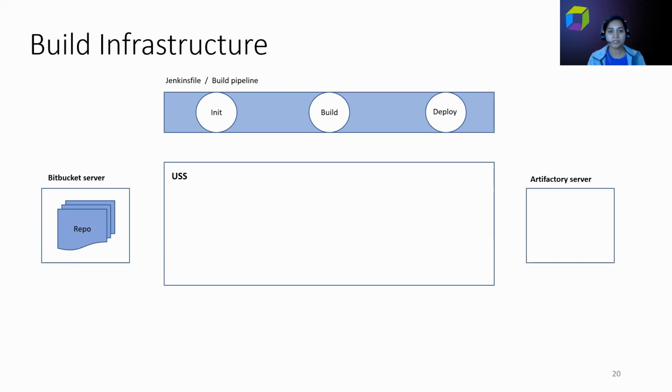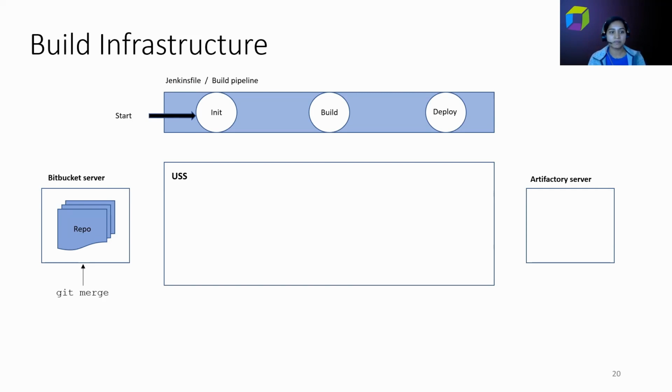Basically, how all these tools come together to make this build suite, make this automation possible. On the left, we have the Bitbucket server where we have the code repository stored, and to the extreme right, we have the Artifactory server where we want to upload our build artifacts finally after the build is complete. And then at the top is the Jenkins file. The Jenkinsfile has 3 simple stages in it: init, build, and deploy. Basically, the Jenkinsfile is going to drive the build automation.